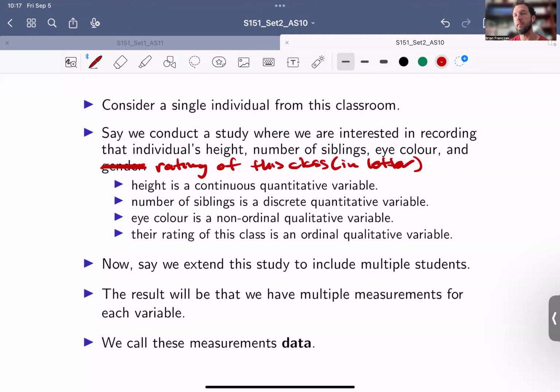Okay, now let's say that effectively all we do is we collect multiple values on each one of these variables. So instead of just taking one student's height, I take the height of 10 students. And then I count how many siblings 10 students have. And then I record the eye color of 10 students. And then I get a rating from each of the 10 students. Now what I have done is form data. So data is simply a collection of values on each of the variables.